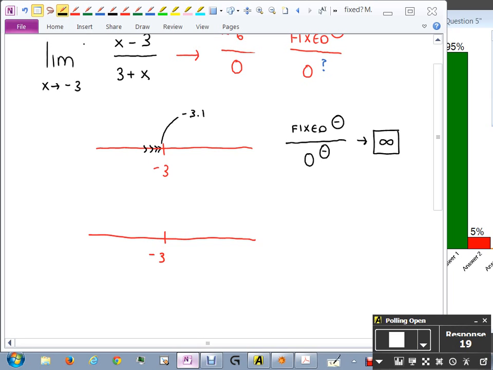Give me a number coming in from the right. Negative 2.9. Again, when we look at the ratio, we have a fixed negative number over something headed towards 0. But this time, what's happening? 3 plus negative 2.9 would give you a positive number, right? 3 plus negative 2.9 is the same as 3 minus 2.9. That's 0.1. That's a positive number. So you're going to get a ratio of a negative number over a positive number, which in this case would be negative infinity.